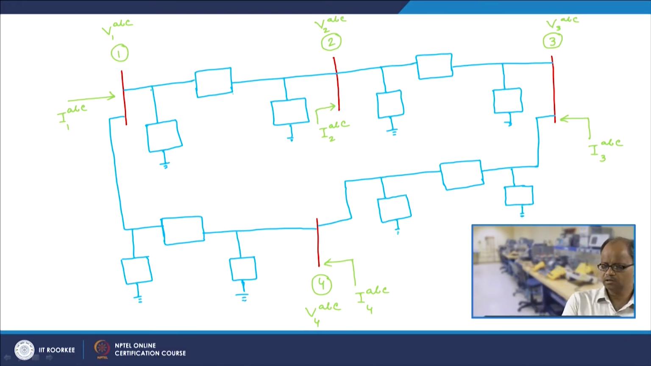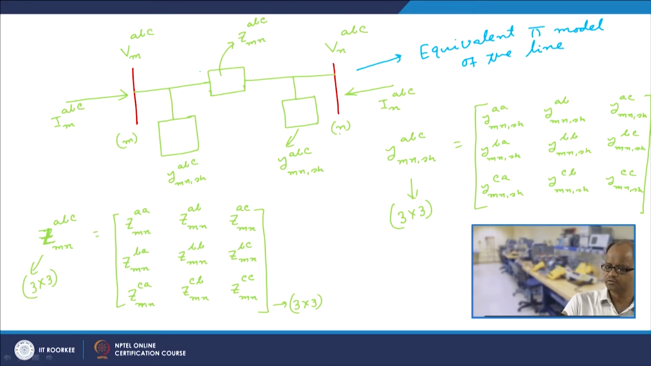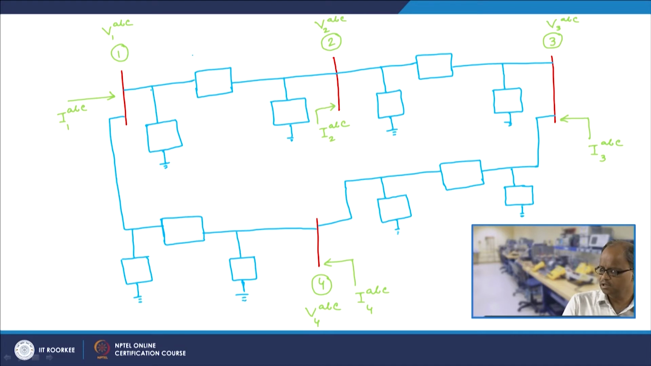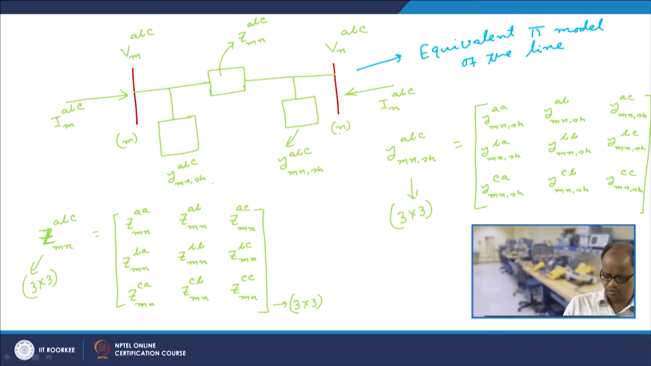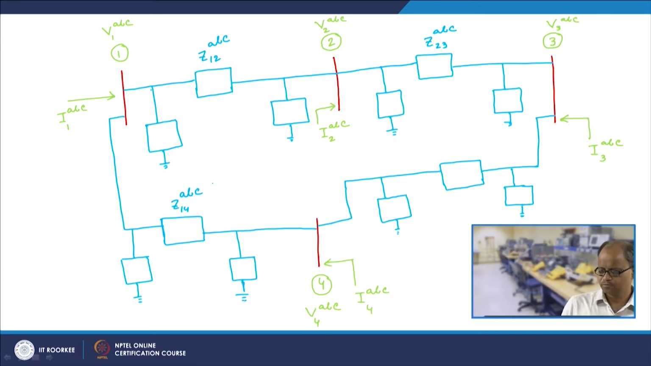Now what are these matrices? Now we need to represent. So this is essentially Z12 ABC, and this is Z23 ABC. This would be Z14 ABC, and these definitions we have already given, and this is Z34 ABC.